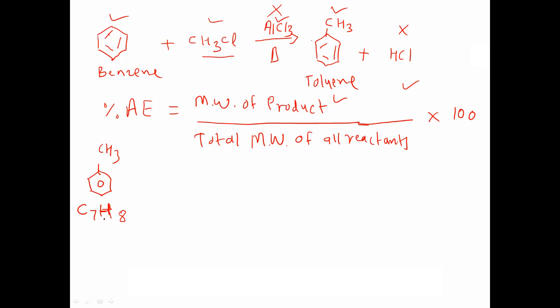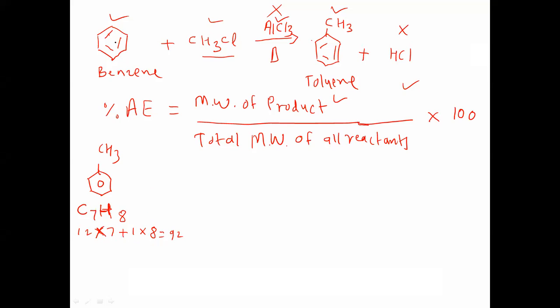Just calculate. 12 into 7. One carbon is 12, into 7, plus one hydrogen is 1, into how many hydrogens are there? 8. So 84 plus 8 means 92. So the molecular weight is 92. Molecular weight of the product, the main product toluene, is 92.